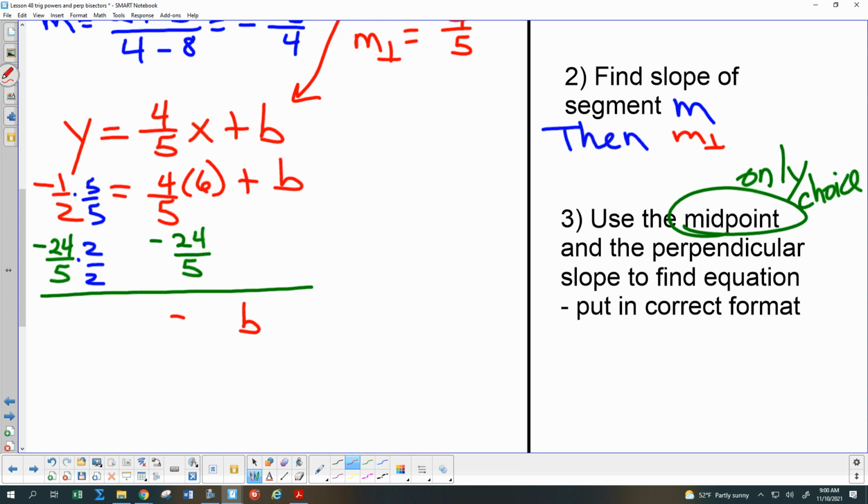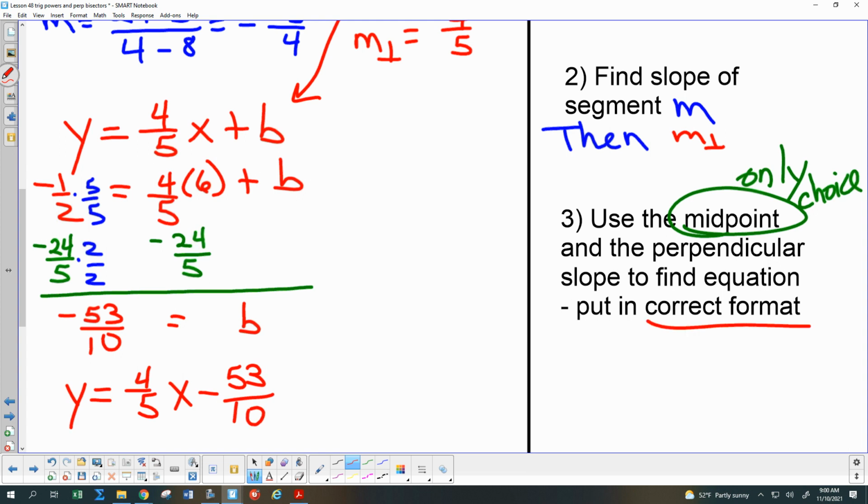So what do I have here? Negative 5/10 minus 48/10, negative 53/10. Did I get that right? Okay, so what if it's messy? My equation is y equals 4/5 x minus 53/10. And I've got to check the correct format. I don't remember what the problem said, so I turn back in the book and read it again. Am I done or not?